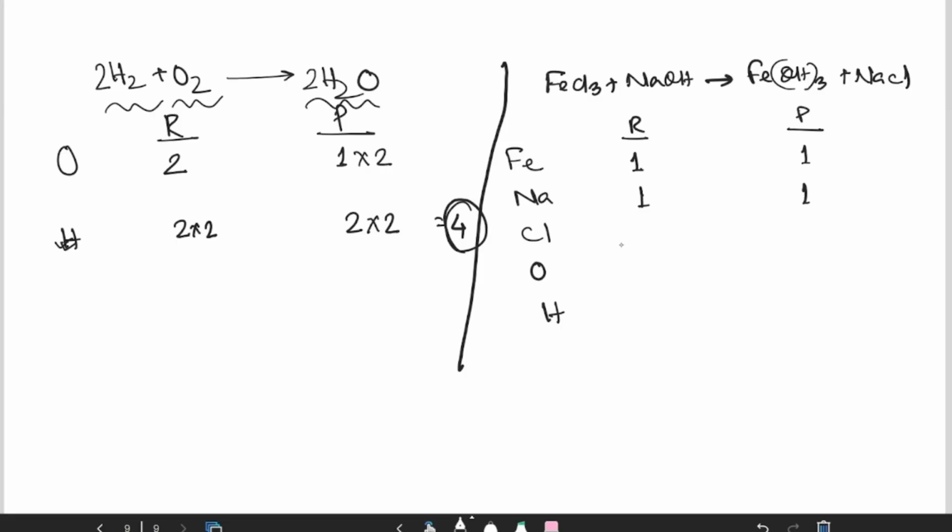So how many chlorines are there? This side it is 3, that side it is 1. How many oxygens are there? This side it is 1, that side it is 3.